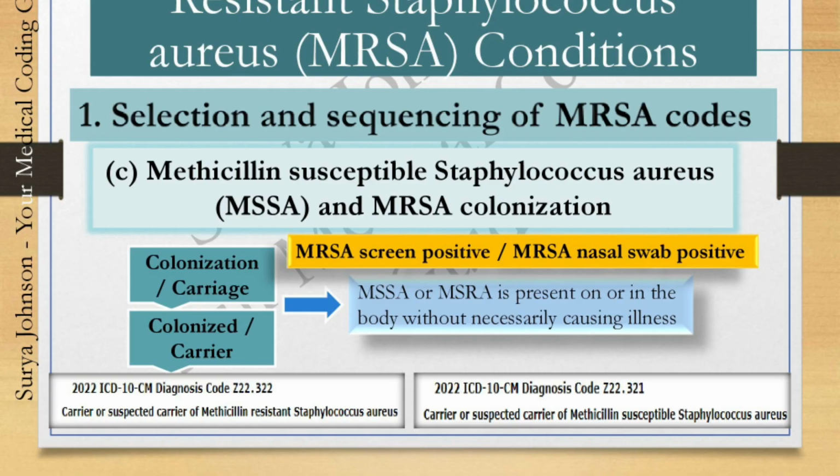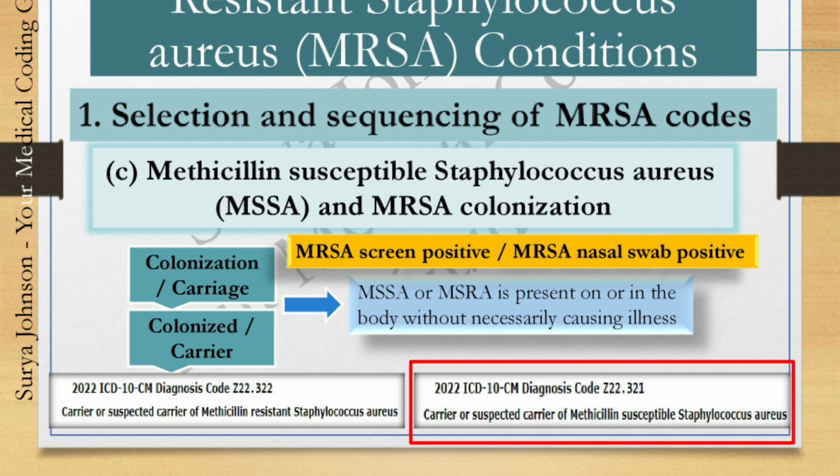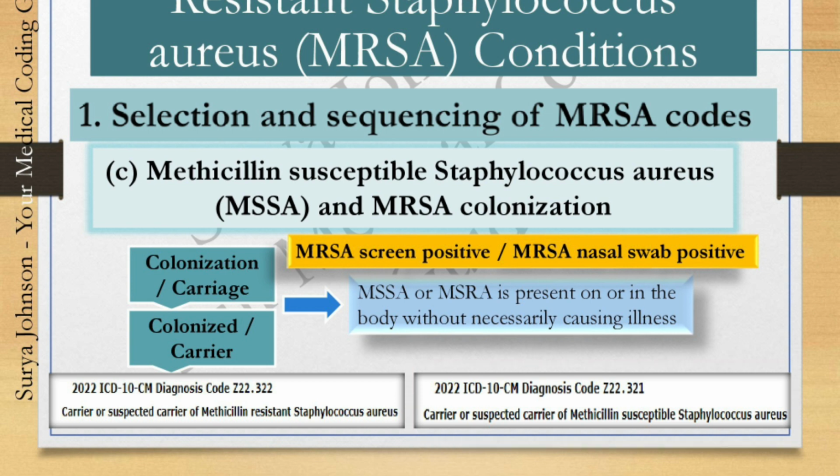So in this case, if the patient is found to be MRSA screen positive but is a carrier without any illness, we will be coding Z22.322, which is carrier or suspected carrier of MRSA, or if the patient is an MSSA carrier, we will be coding Z22.321, which is carrier or suspected carrier of MSSA. So this is how we code when the patient is positive without any illness.